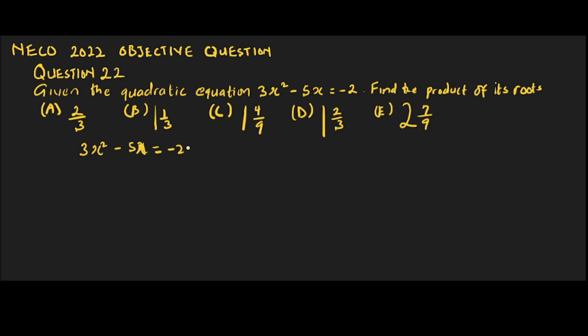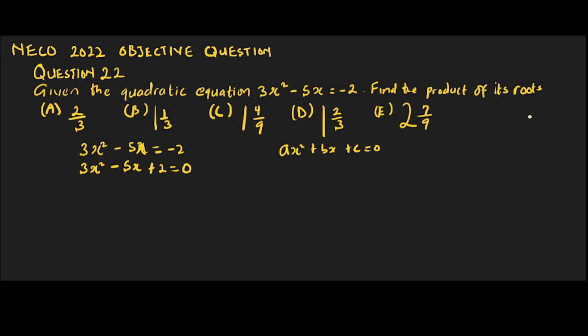Now, let's rewrite this to be in the proper form of a quadratic equation, because this is the general form of a quadratic equation: ax squared plus bx plus c equals 0. So we can write this to have that form: 3x squared minus 5x, by the time I bring this in, we have plus 2 equals 0.